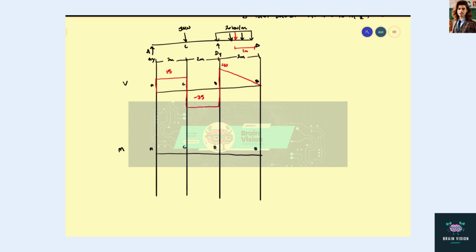And for our moment diagram, we start from 0 and then we go up to 30. And then we go down, negative slope, to negative 40. And then we have a parabola that returns to 0. So negative 40 and 30.